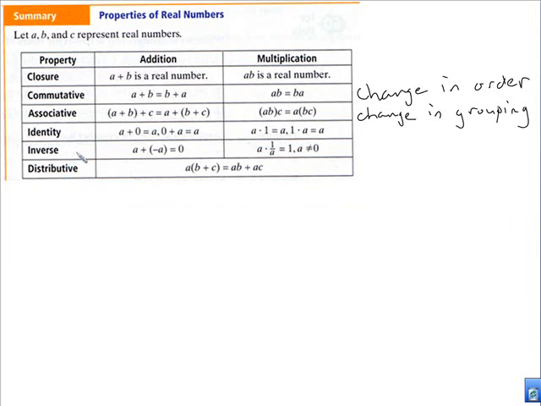Inverse. The inverse for addition is the opposite. So the opposite of A is negative A. Now the inverse for multiplication is not negative A, it's 1 over A, or the reciprocal. That's known as the reciprocal. Now the distributive property, I'm sure you all know. You just take A, multiply with B, multiply with C, you get AB plus AC.